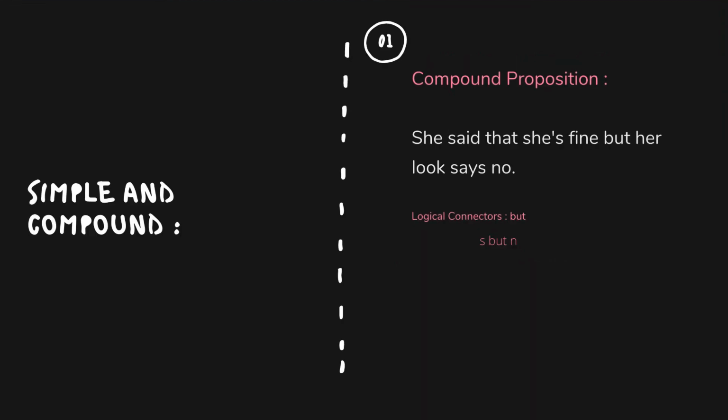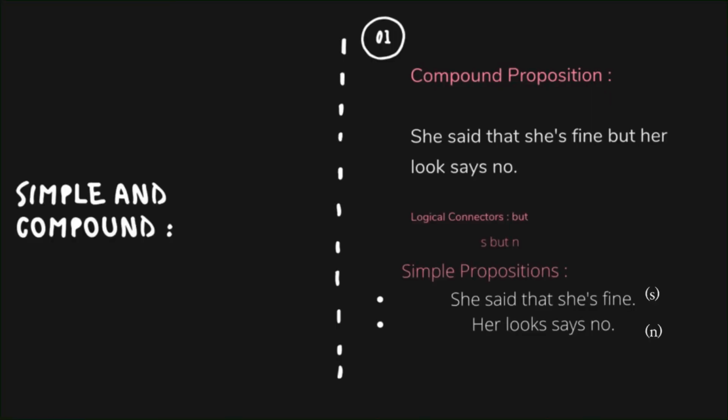And last example, the compound proposition is: she said that she's fine but her look says no. Our logical connector here is but. When we put it in symbols, it is S but N. In simple propositions, the S is she said that she's fine, and the N is her look says no. So in this example, we have two simple propositions.